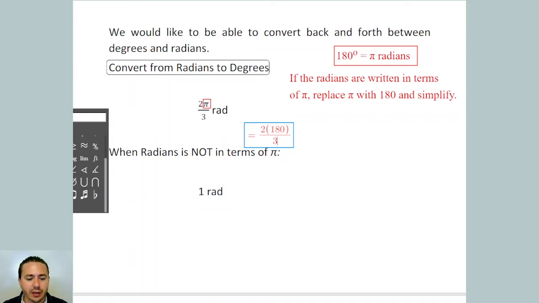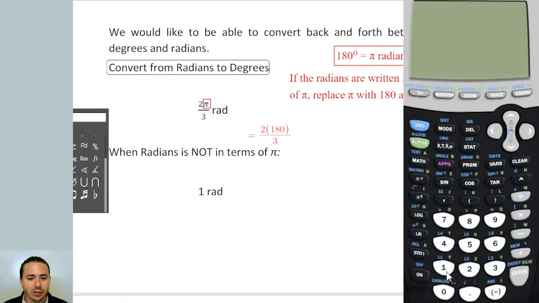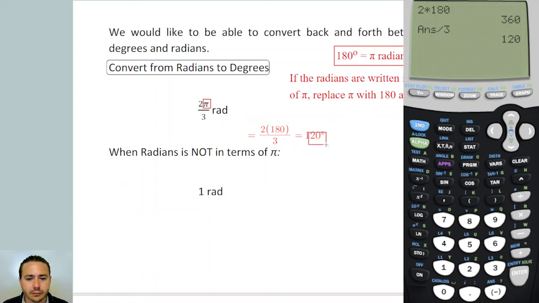If you're not sure what it is, pull out the calculator and just evaluate it. 2 times 180 would be 360, divided by 3 is 120. I didn't need a calculator for that, come on, Mr. Schuler. So we know that 2 pi over 3 radians is equivalent to 120 degrees. Okay, so pretty simple. There's not really a lot to it.